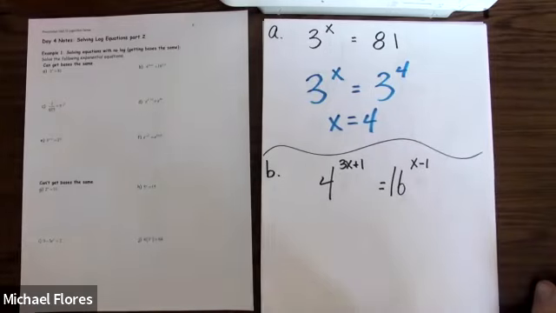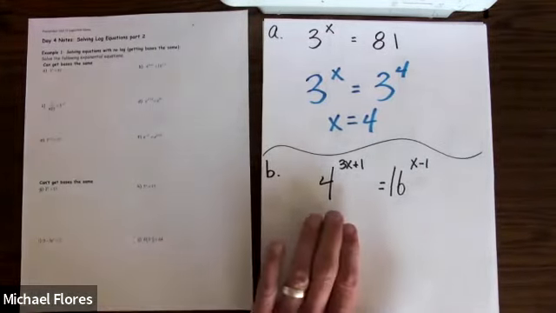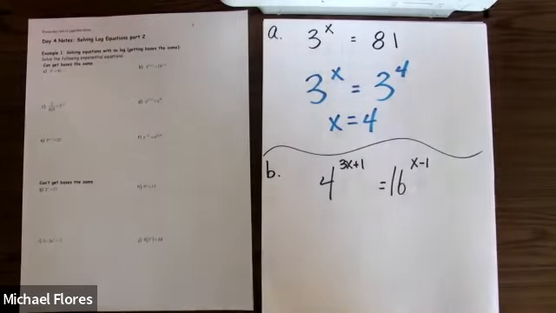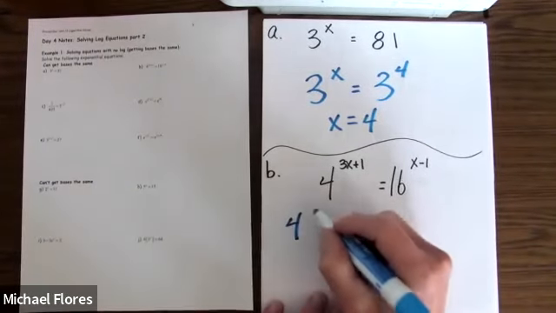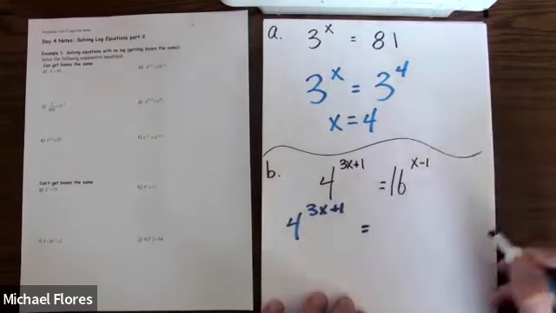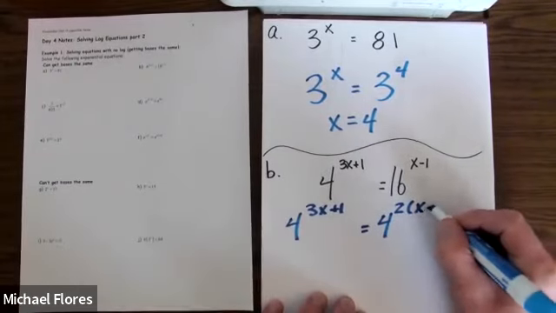All right, so looking at B, I'm going to see if that trick works again, okay? The lowest base here is 4. Is there another way we can write 16 using base 4? 4 squared, okay? This one is going to be a little bit different, but not too much. So 4 to the 3x plus 1, and then set that equal to 4 squared, but this is where this one's a little different.